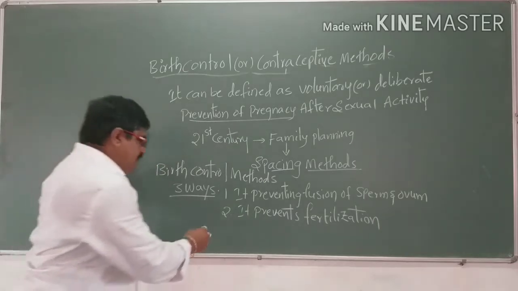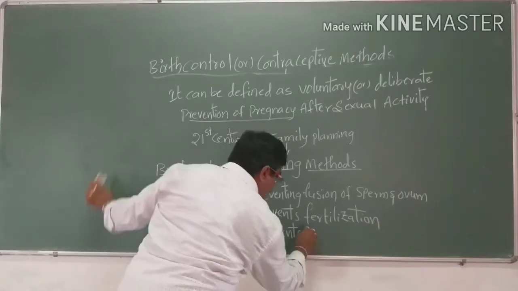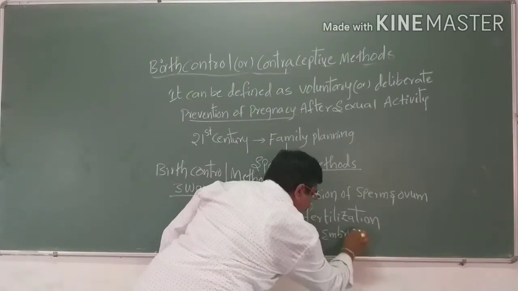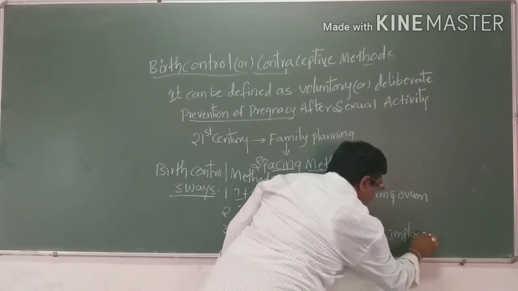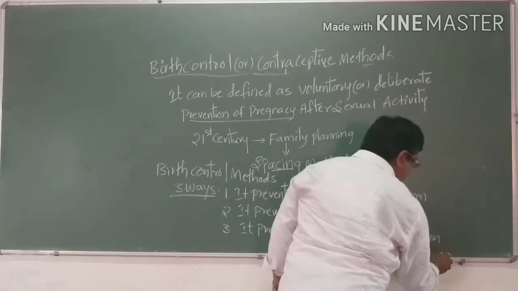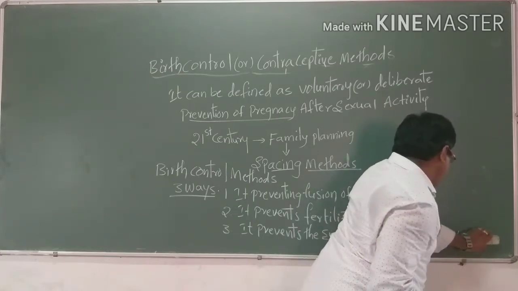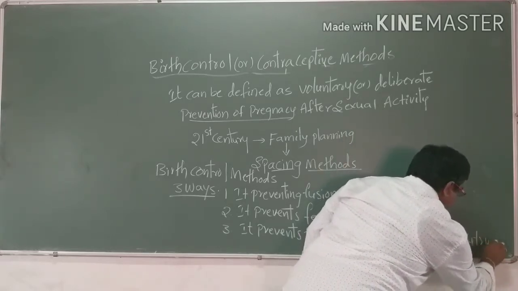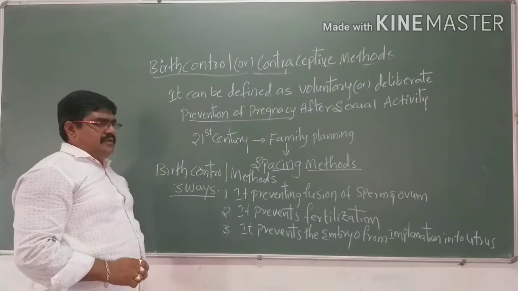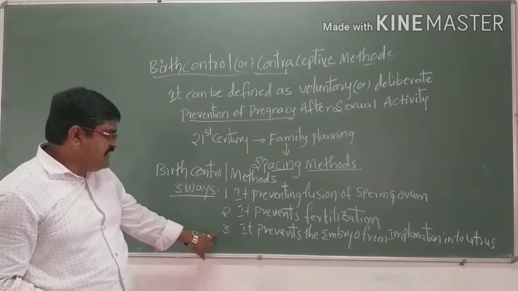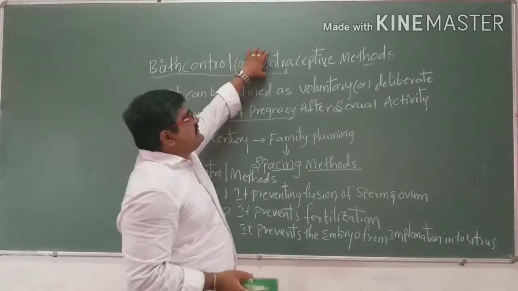Next, the third one, it prevents the embryo from implantation in the uterus. So these are the three possible ways to prevent pregnancy with birth control or contraceptive methods.